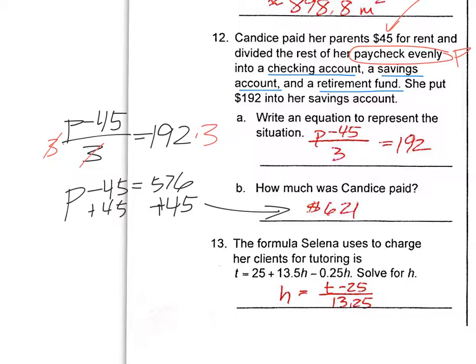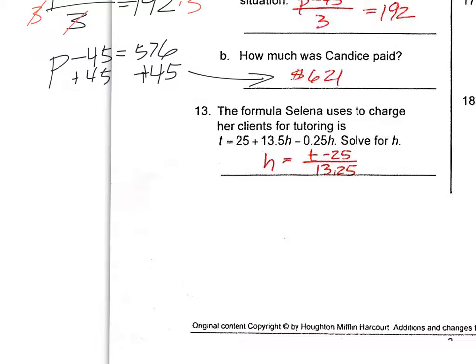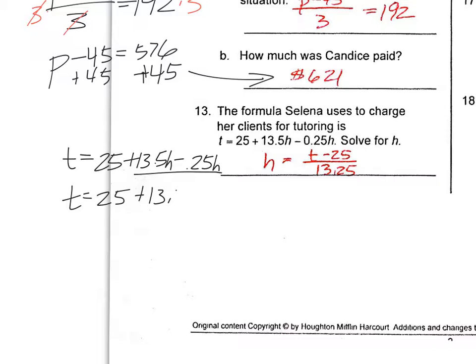All right, 13, solving. This is the rearranging formulas, 2.3. So here we've got T equals 25 plus 13.5 H minus 0.25 H. So these are like terms, so we're going to combine those. So that becomes 13.25 H. Then I've got to subtract 25 from both sides.